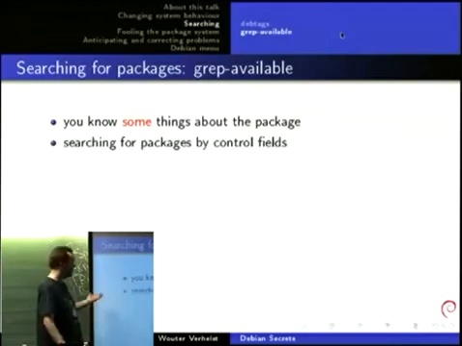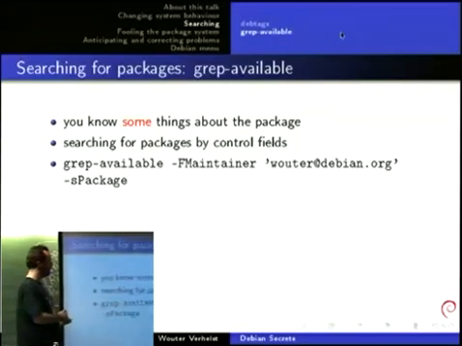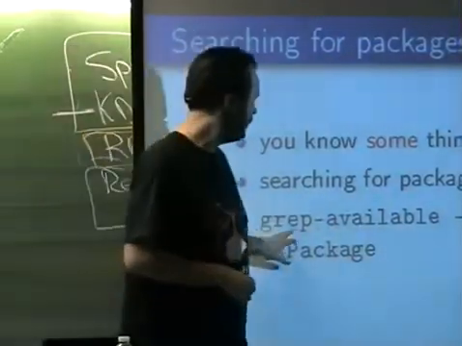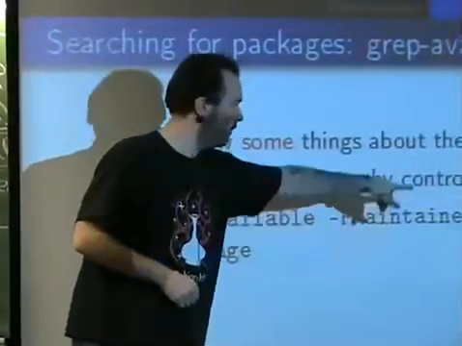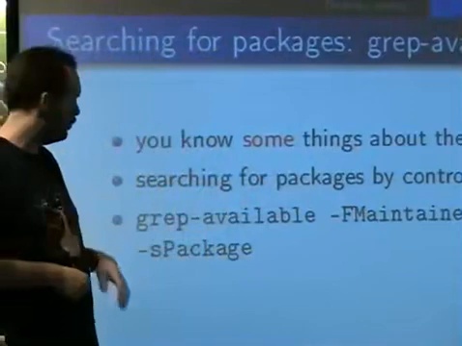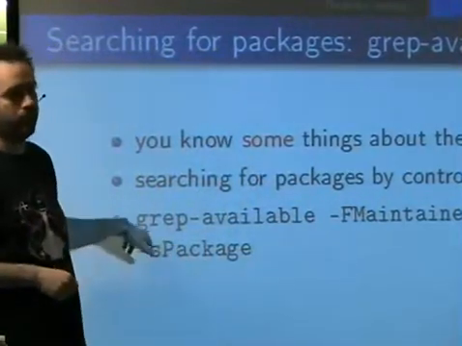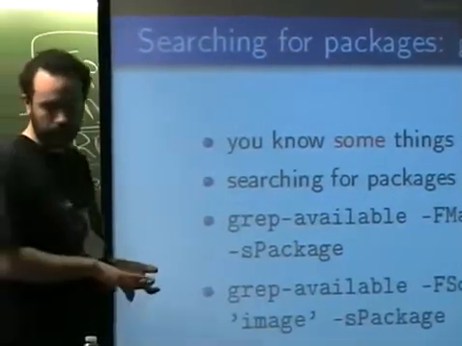So you can search by control fields. This is just a very simple example. If you run this on a Debian system, it will give you a list of all the packages that I wrote or that I maintain. What do we do here? We say grep-available on the field called Maintainer with that data, which is my debian.org email address, and then we just show the package with -s for show, Package. So that's very easy.